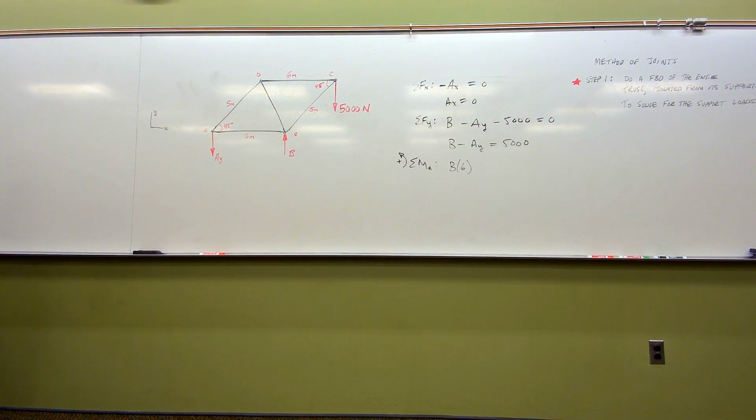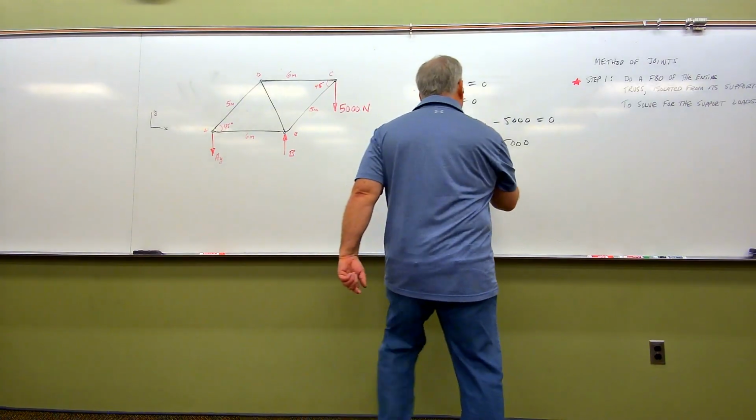And then we've got the 5,000 over there. Folks, y'all should be able to see from here that the 5,000 is causing a clockwise rotation about A, so that's going to make that negative. So minus 5,000.